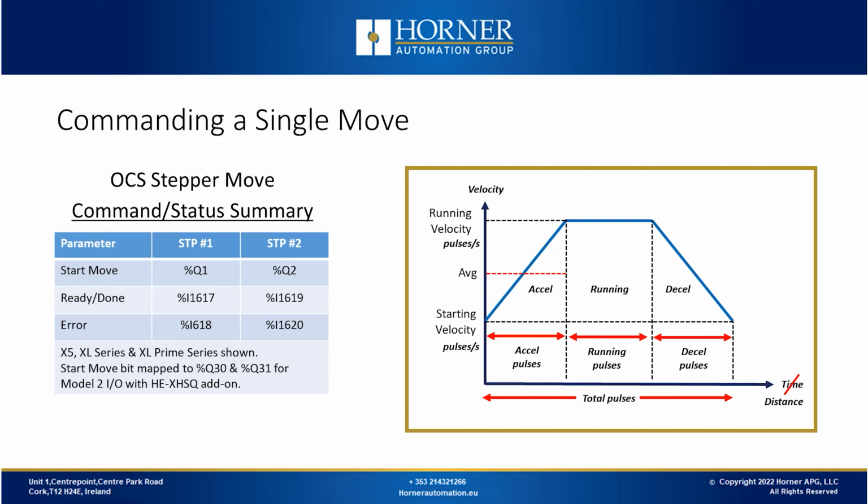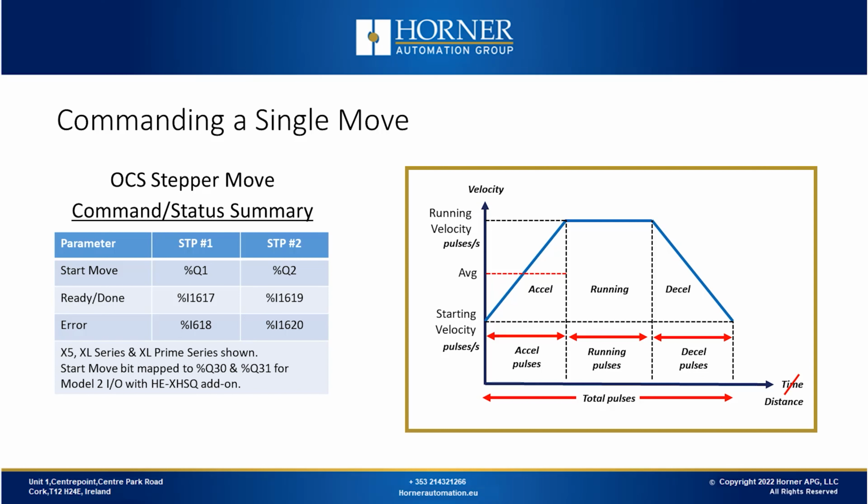For stepper number 1, you're looking at Q1. So you need to map one of your Boolean variables to %Q1, which will be the variable you manipulate to initiate motion. You also need to monitor status coming back from the stepper in the OCS. That's coming through 2 bits for stepper number 1, %I1617 and %I1618. That first bit is a ready/done bit that tells you when the stepper function is ready to go and when it's completed the move or is done.